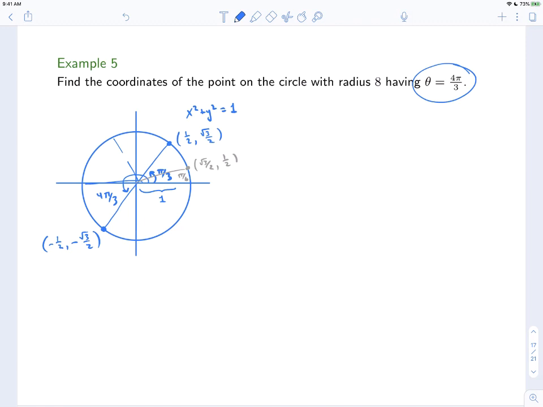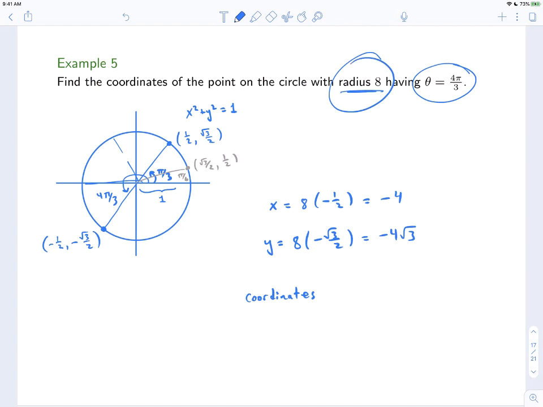So on the circle with radius 8, you just multiply by 8. So the x-coordinate is going to be equal to 8 times minus 1/2, which is negative 4. And the y-coordinate is going to be 8 times negative square root of 3 over 2, which is negative 4 square root of 3. So the coordinates on the big circle with radius 8 are negative 4, comma, negative 4 square roots of 3.